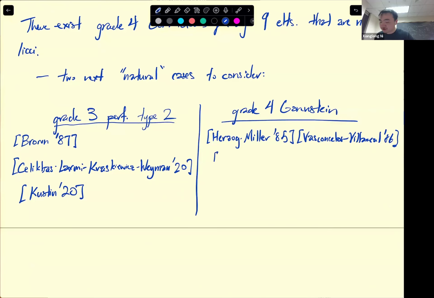So actually a few years prior, maybe I should have mentioned this first, right, Kustin and Miller in '82 gave examples of grade 4 Gorenstein ideals that are generated by any odd number of elements. So in particular, being generated by an odd number of elements, they can't be a hypersurface section of a grade 3 Gorenstein ideal, because those were already generated by an odd number of elements, so a hypersurface section of them must have been generated by an even number of elements.